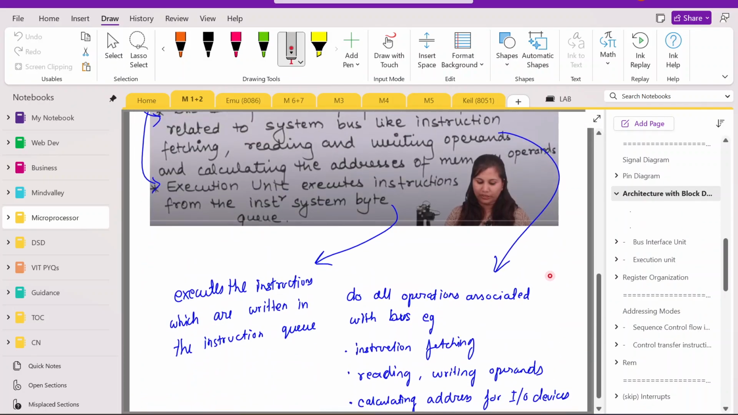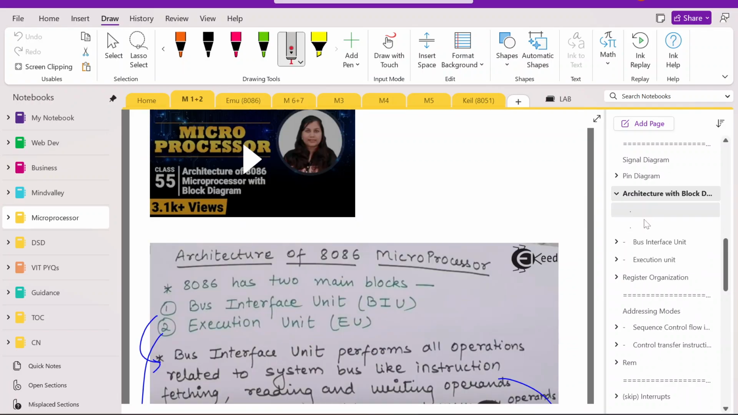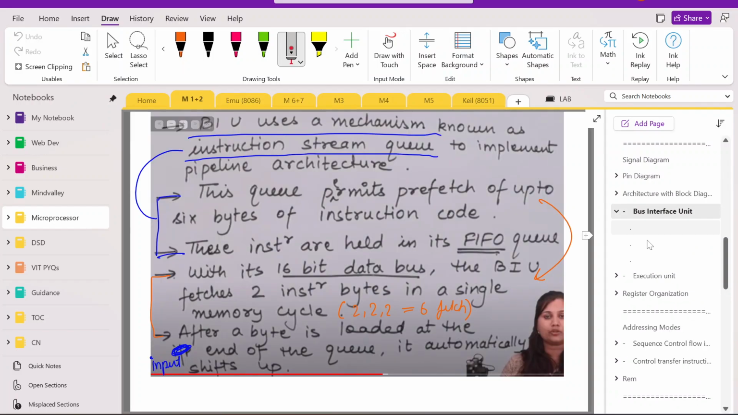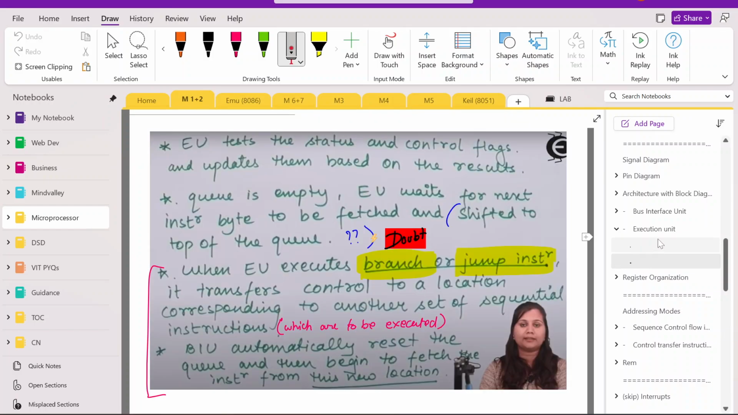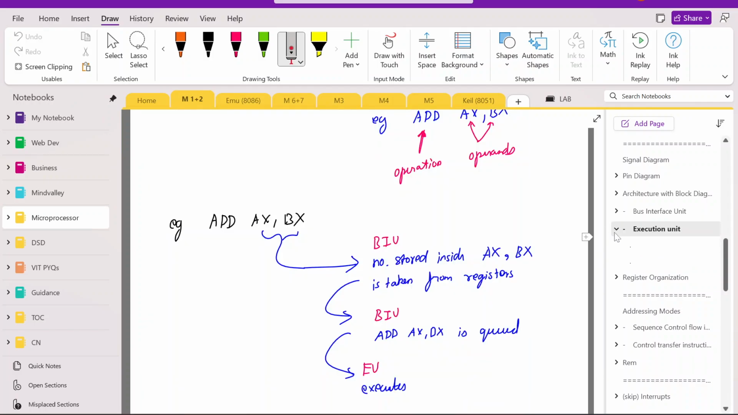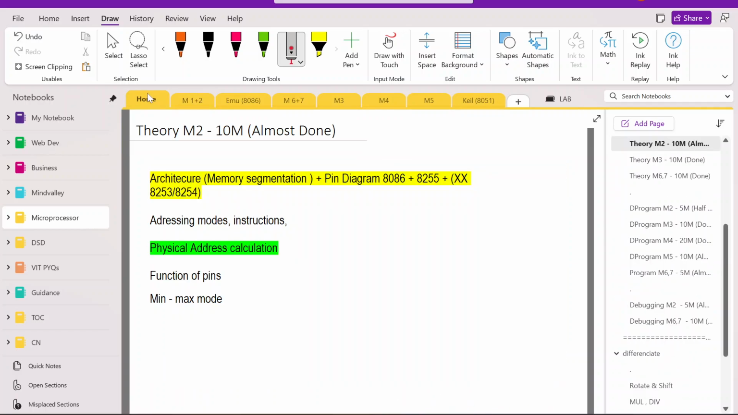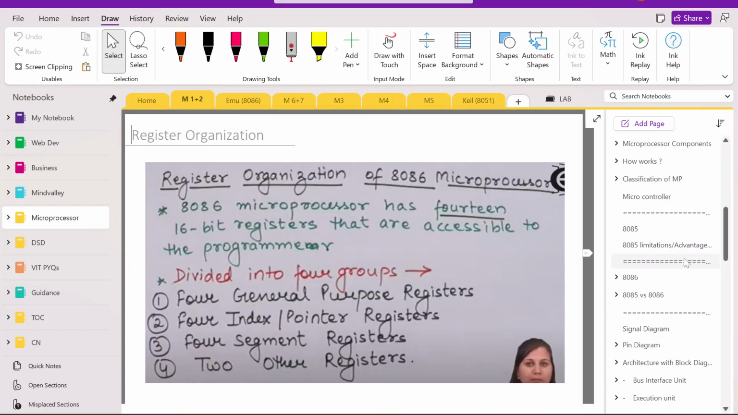Then architecture. This is the understanding of architecture. This is from the PPT, and I referred to a lot of resources and combined them here. I actually made another concise note for architecture as well, which I will show you in some time. Yeah, this is the register organization. Memory segmentation and register organization is a possible theory 10-mark question as well.